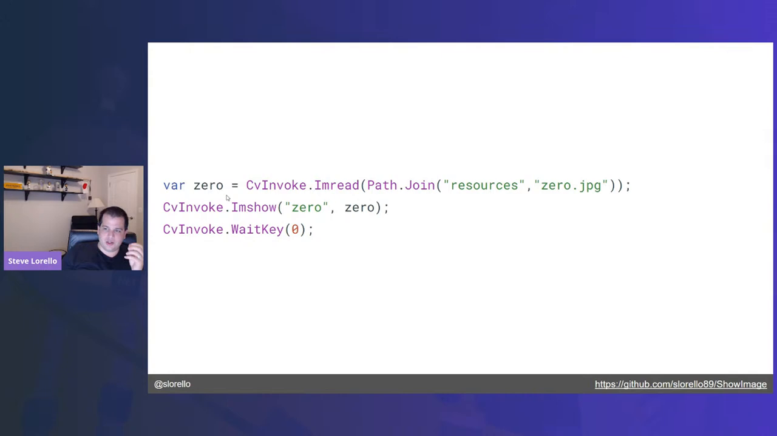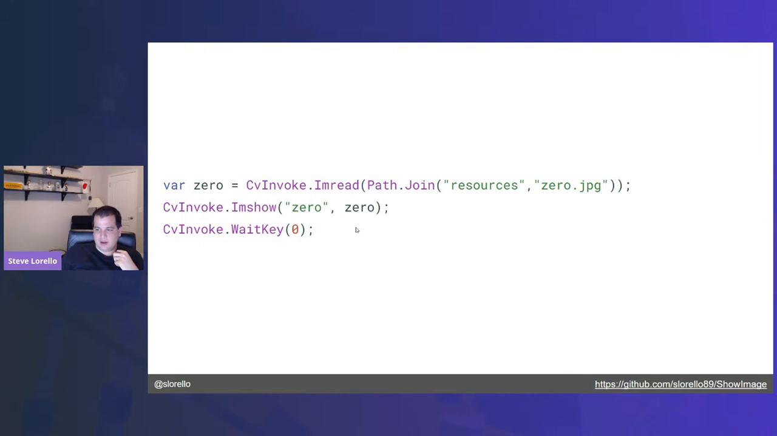As you're doing this, there are two things to note. First, the matrices that we're dealing with are by default read into the BGR space. That's blue, green, red, rather than the RGB space that you might be used to. It's the same thing. It's just the channels are flipped. Also, the structures here are all IDisposable, so you can call Dispose on them if you want to close them out immediately. The second line creates a window with a title provided by the first argument here and displays the image from the second argument here.